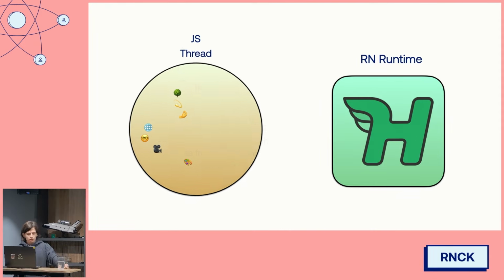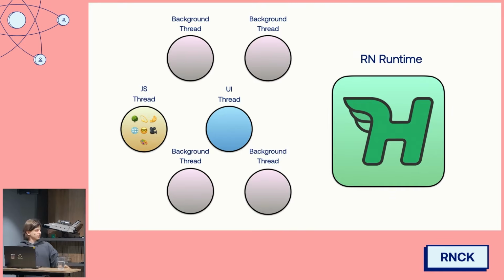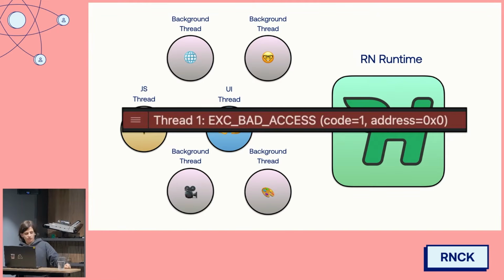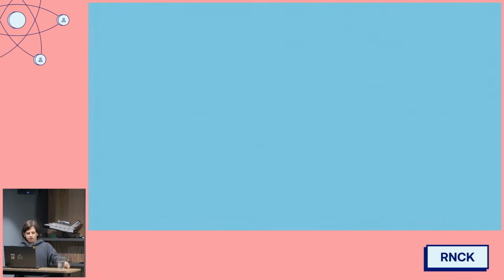So, going back to our cores, we would ideally take all those tasks from the JS thread and split them among our cores, and then execute all of those on the same React Native runtime. But this is obviously not possible because JavaScript is single-threaded. It cannot be accessed from multiple threads at once.